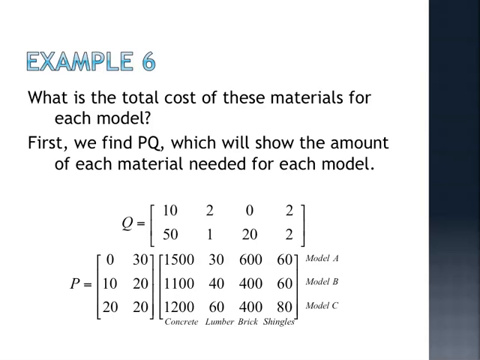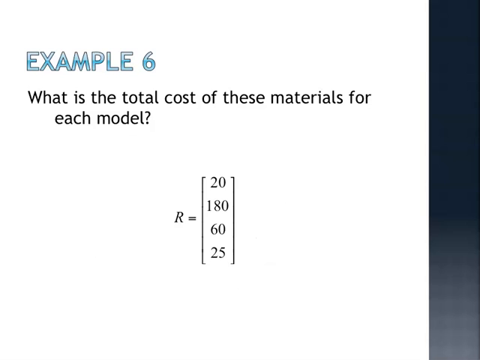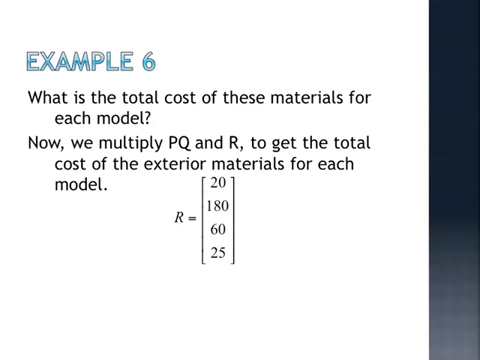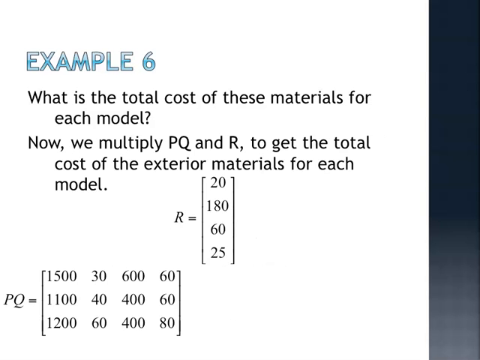Now, this isn't the total cost. We haven't even factored in the cost. R is going to help us determine the cost. Well, since now we know how much of each material is needed for each model type, we can then multiply this by R. And that is going to give us the cost for each model. Model A is going to cost a certain amount, Model B a certain amount, Model C a certain amount.